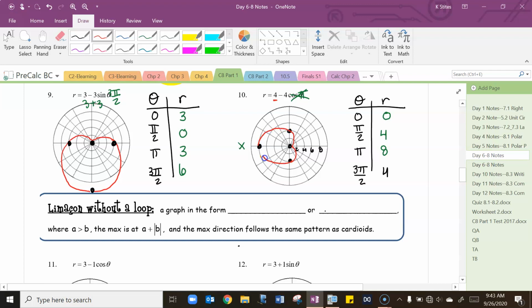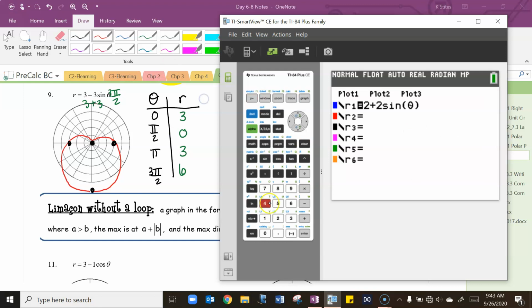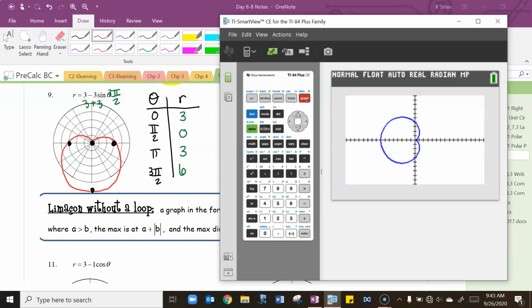Again, it's really rounded out, and you can type that into your calculator if you would like. Which I will do just for fun. 4 minus 4 cosine theta. There you go.